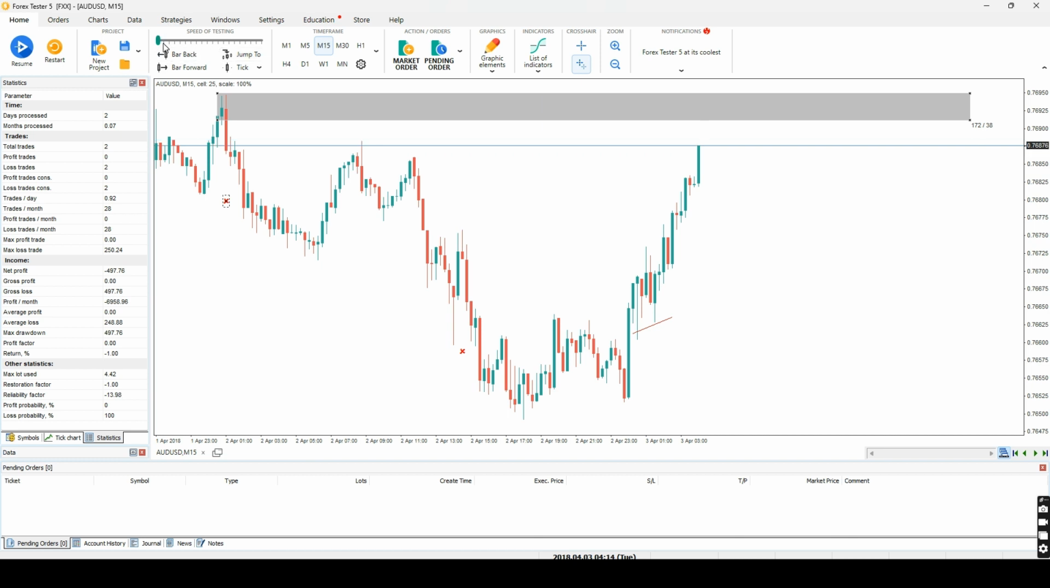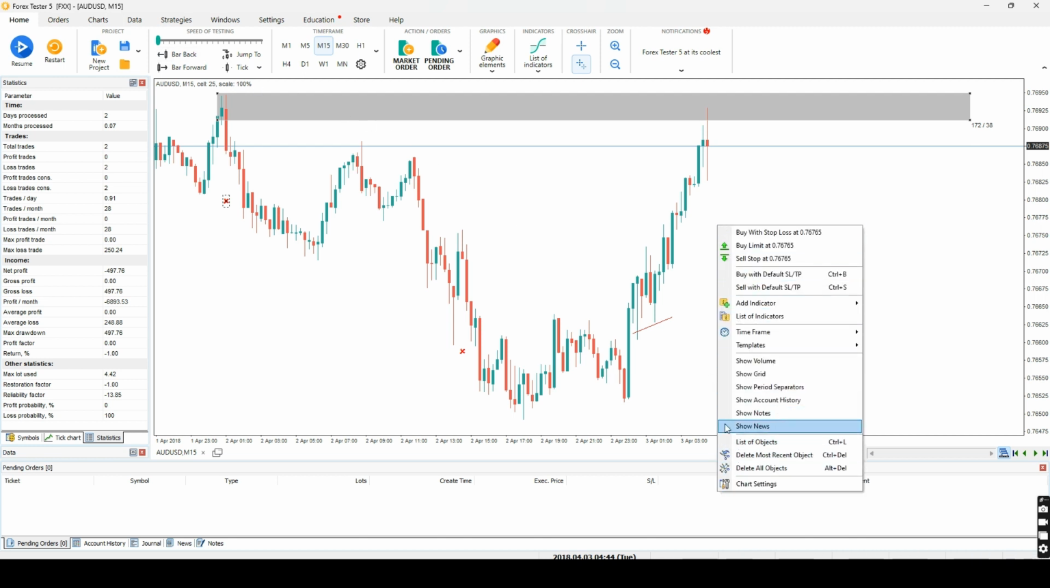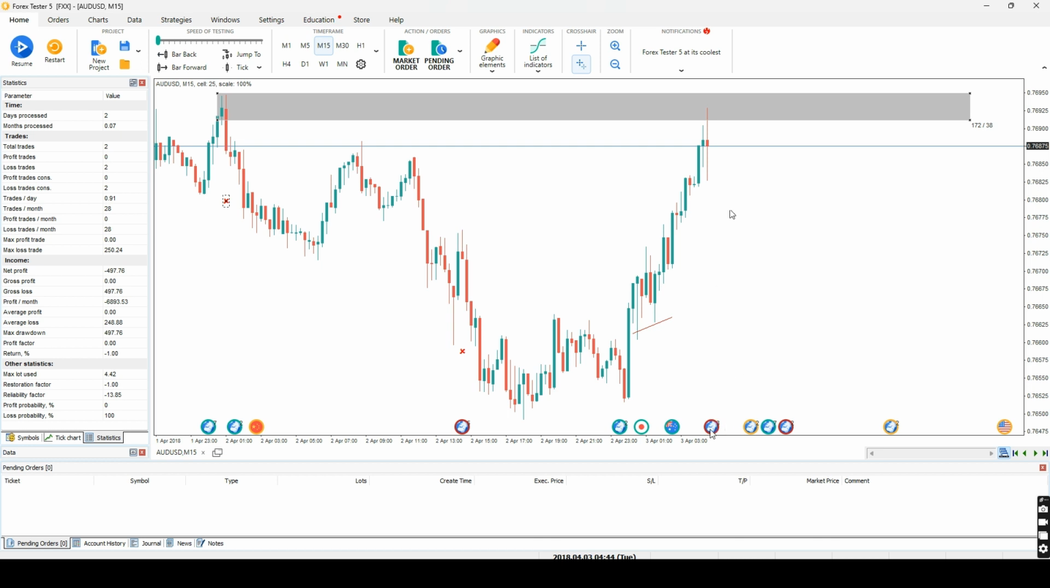So you see what is happening here? We see price pushing, and then we see the market pushing like that. Let's see if there was news here. So we can see that there was actually a news event which happened here. So we had some news right here.